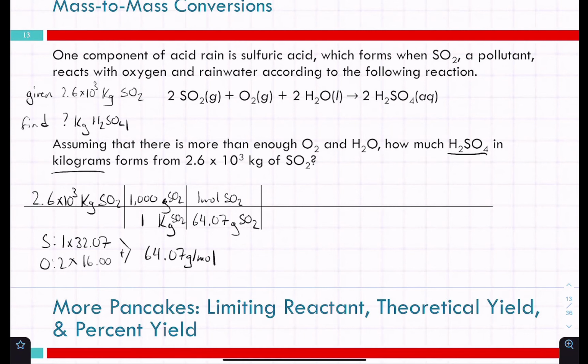This is the part that frequently trips people up, but it doesn't have to. It's the same as all the other problems that we've done. We need to find the ratio between what we're given and what we're trying to find from the balanced chemical equation. So what's the ratio between SO2 and H2SO4? 2 and 2. So 2 moles SO2, 2 moles H2SO4.